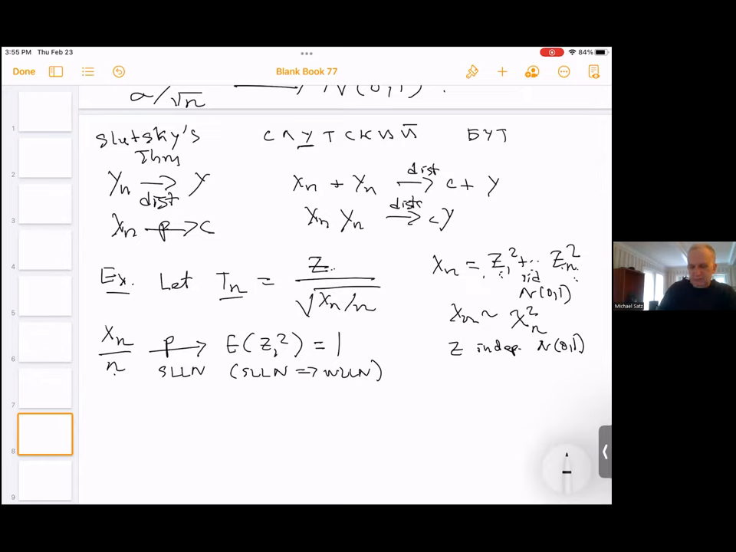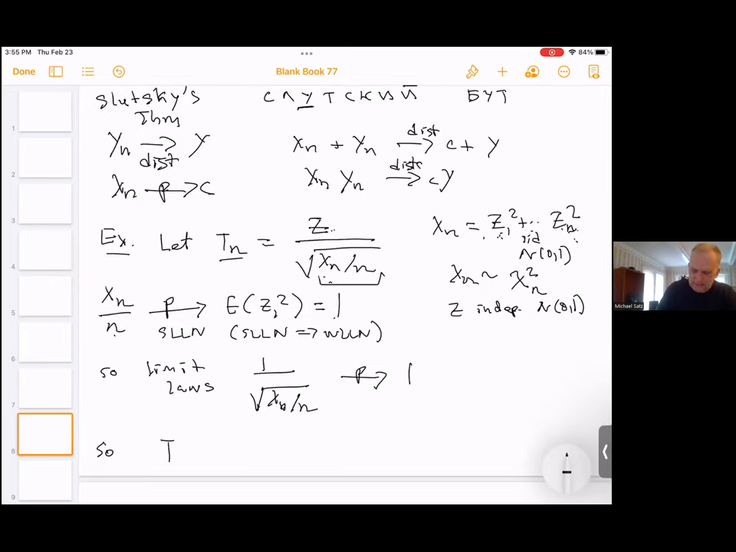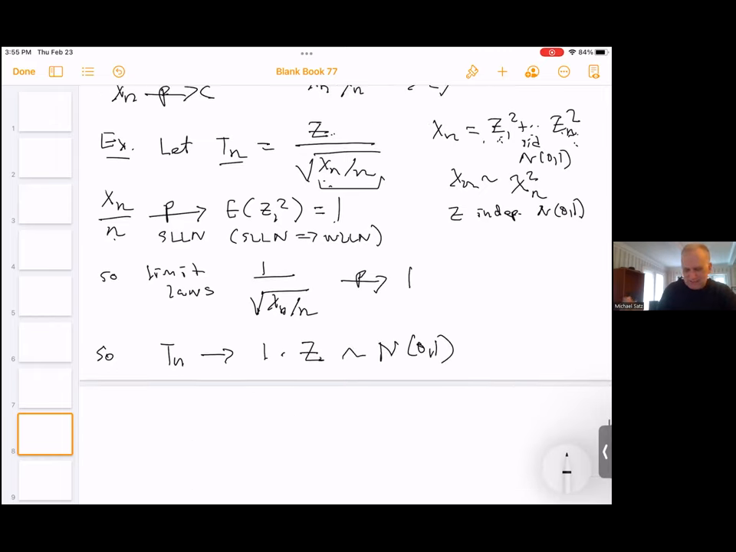Okay, so this goes to 1, right? This is like an average of a sum of squared normals. And so from the limit laws last time, if I take 1 over the square root of Xn over n, this also goes in probability to 1. So Tn converges to 1 times Z, which is normal 0, 1. The Z is just a constant, so it stays itself. It keeps the same distribution as a normal 0, 1.